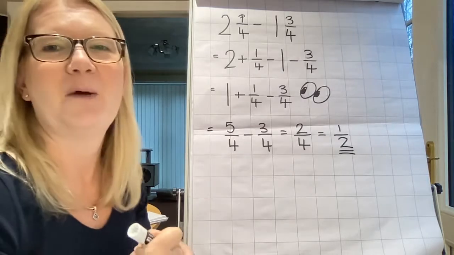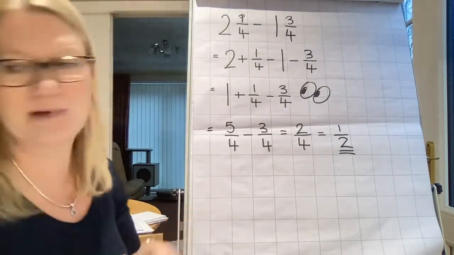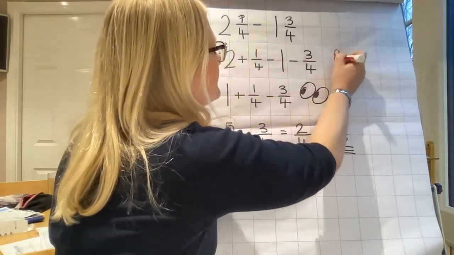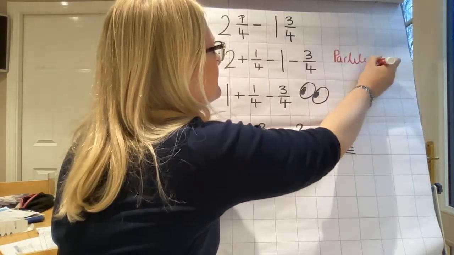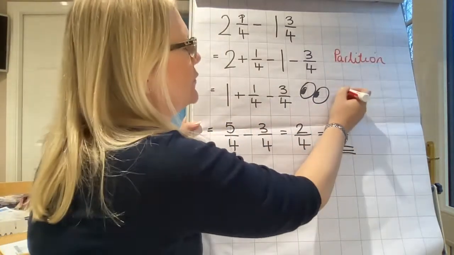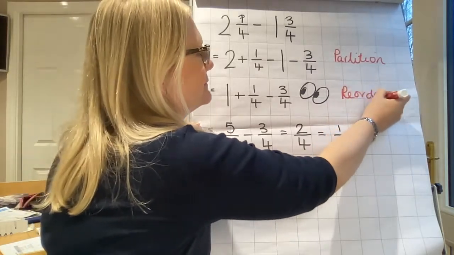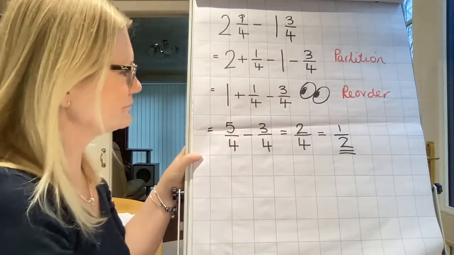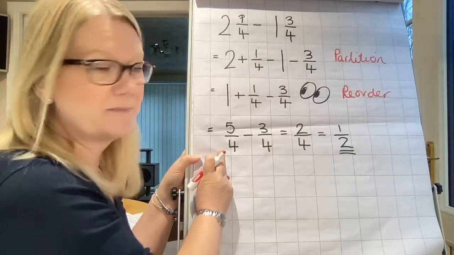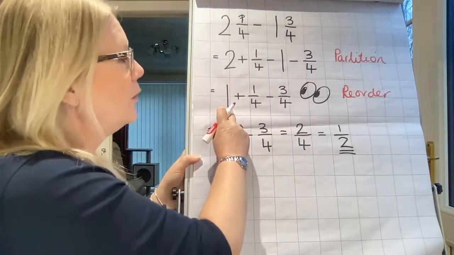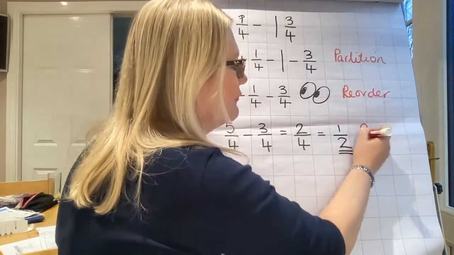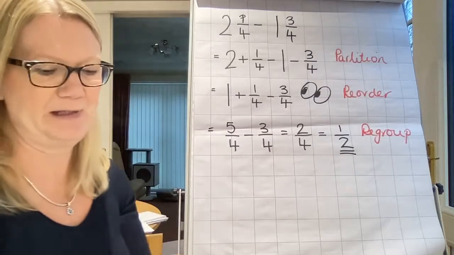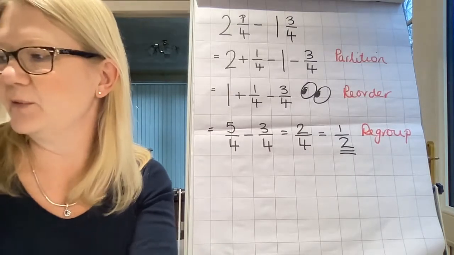Okay, we'll do another one and we'll think about the steps. So what did we do? We have partitioned. We have reordered. So we've gathered our integers and we've gathered our fractions. We have then regrouped because we needed to regroup 1 whole for 4/4. So we have regrouped and then we've done the final calculation. So let's see if we can do that again with another example.